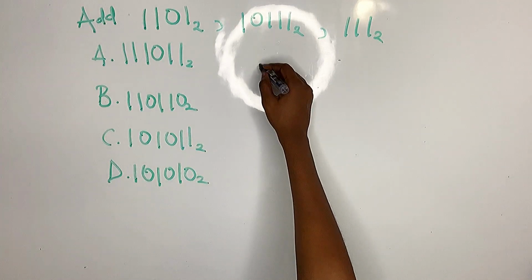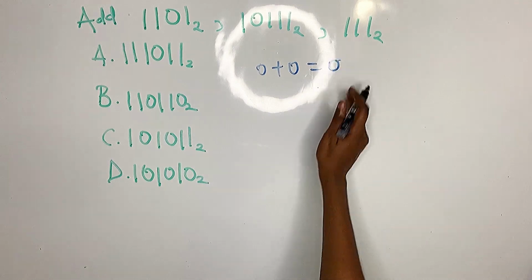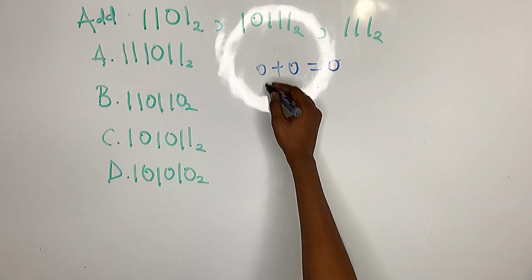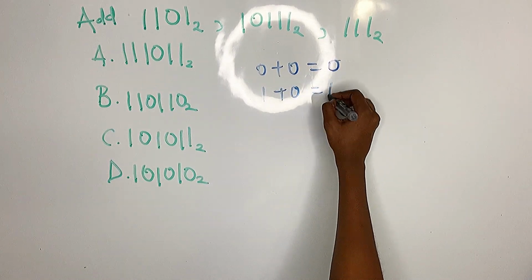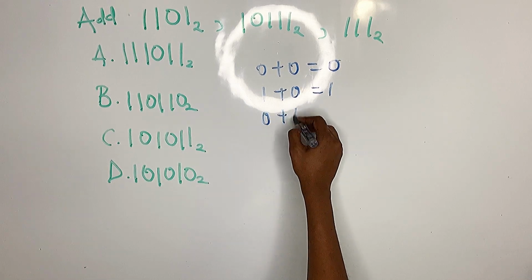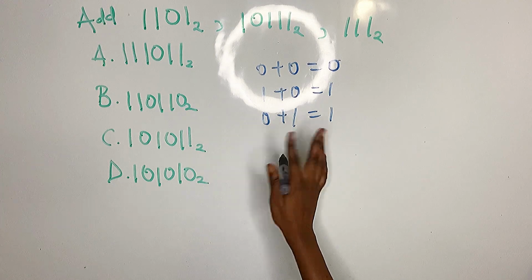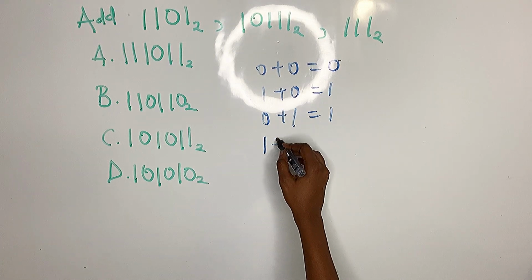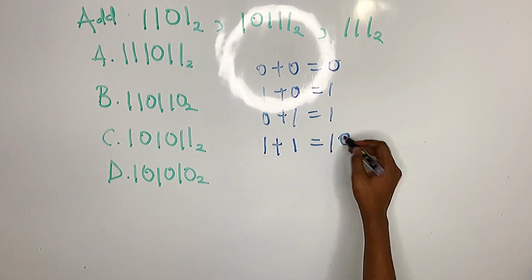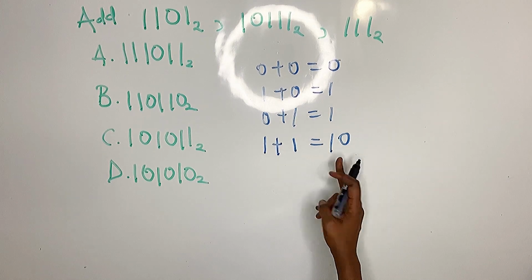So rule number one, 0 plus 0 is 0, of course. Rule number two, 1 plus 0 is 1, or 0 plus 1 is 1. These two are the same, okay? 1 plus 0, 0 plus 1, just interchanged. The next one is that 1 plus 1 is 10, okay? 1, 0, basically.